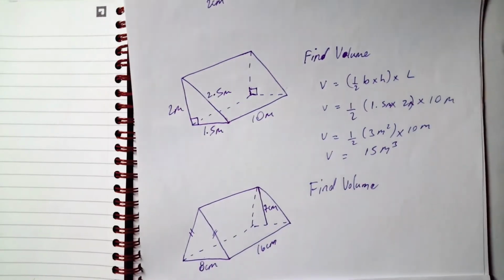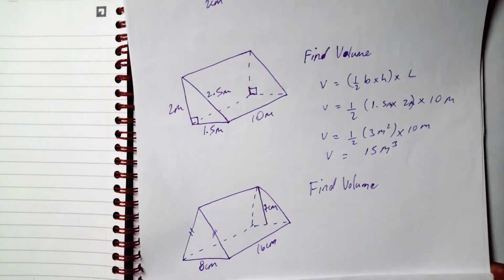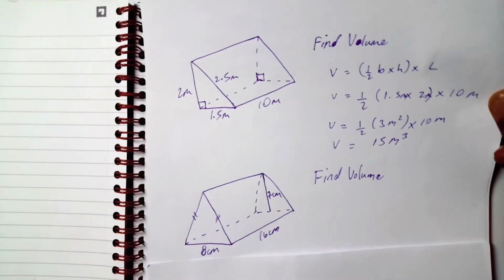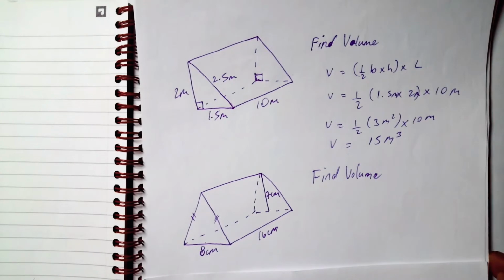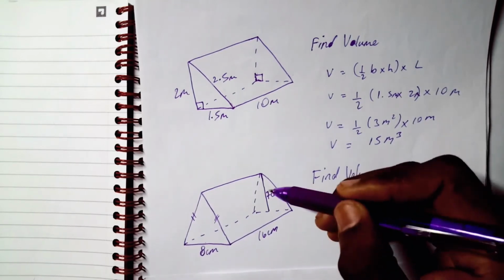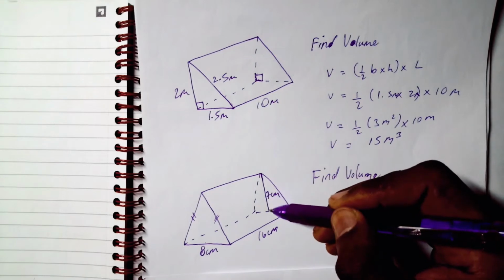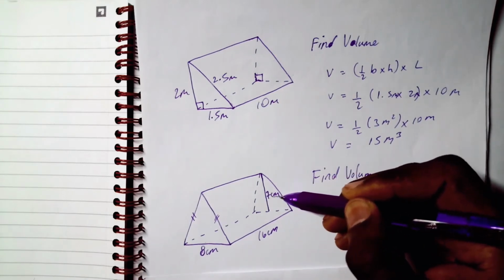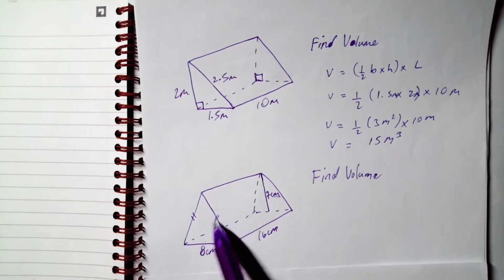And the last one is find the volume of this triangular prism. As you can see, all the base right here is 8 centimeters. The height, which is given back here, is 7 centimeters. Okay, these two sides are equal. The length is 16.